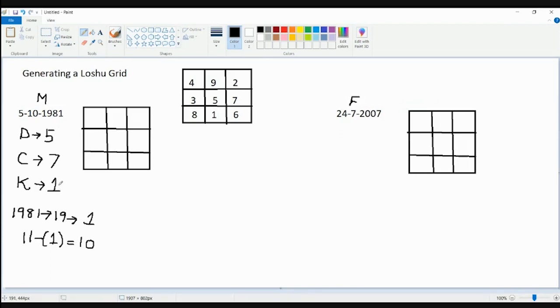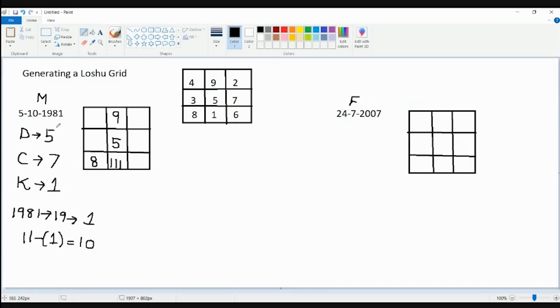Now you are ready with all the numbers which are to be placed in the Loshu grid. Let us put the date of birth first. 5 will come here, 1 will come here from October, and 1981: 1, 9, 8, and again 1 here. This way you have entered the date of birth.